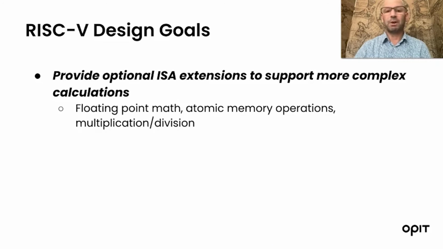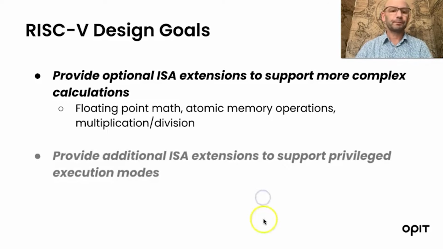So for example, floating point math, atomic memory operations, multiplication, division, that would all be part of an extension rather than the core. So the core could be used in, for example, low power, low processing situations, but if you wanted to scale up to something much more processor intensive, you can add on these extensions to do that. So basically a flexible architecture.